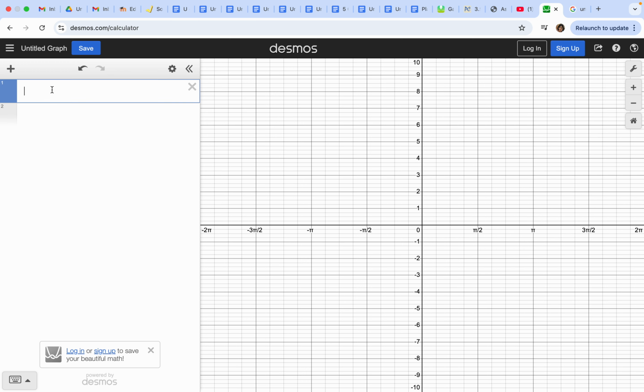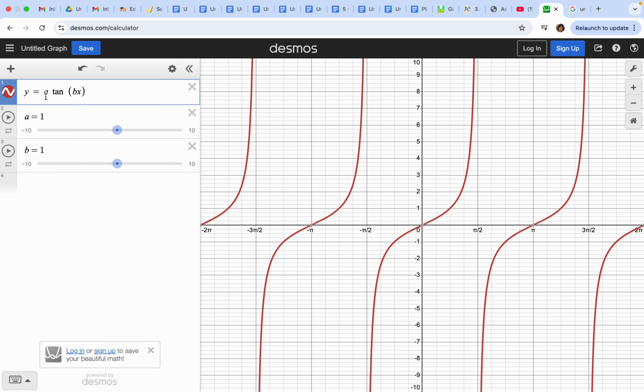All right, so now we can say, let's say y equals a, because we can change that value, tangent of bx. And we're going to put in some sliders, right? And first we're just going to have this be 1 and this be 1, and we can see exactly what we expected. Every pi we're repeating, right? The period is pi. The asymptotes are occurring at pi over 2, right? Every pi over 2 I have an asymptote.